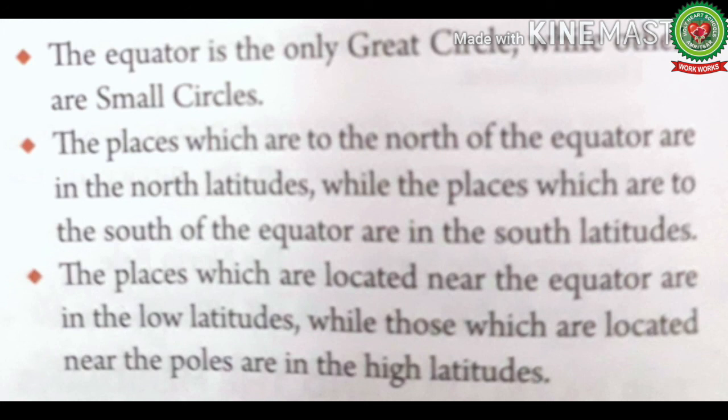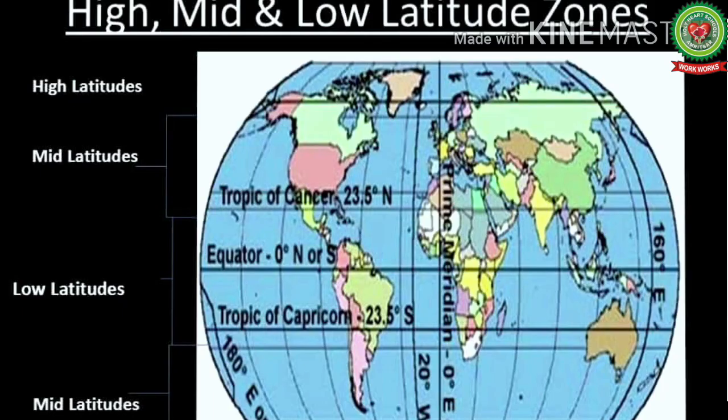The places which are to the north of the equator are in the north latitudes, while the places which are to the south of the equator are in the south latitudes. The places which are located near the equator are in the low latitudes, while those located near the poles are in the high latitudes. So now students, this was our topic for the day.